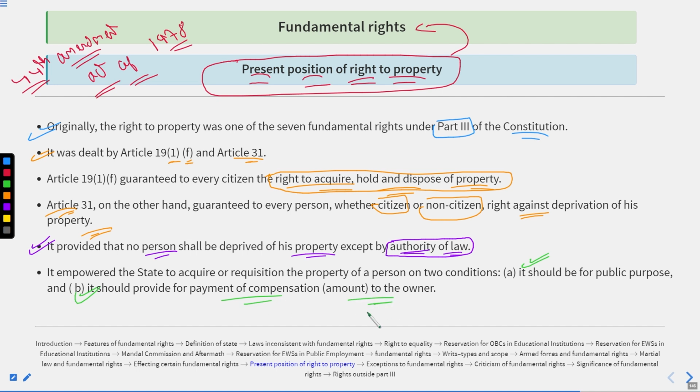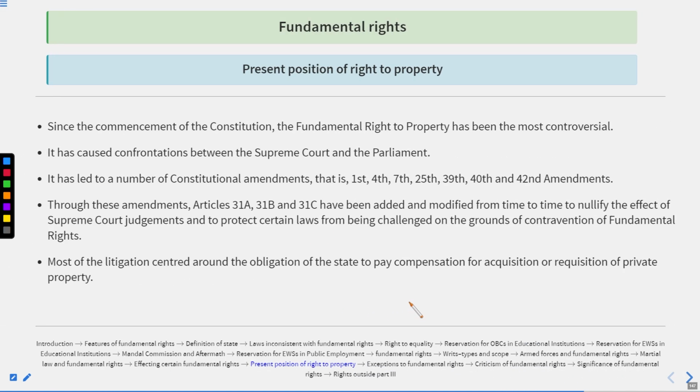It means that if the property of someone is being acquired by the government, the person to whom the property belongs is entitled to receive the compensation amount in lieu of giving his property. It means that arbitrary acquisition of property is not allowed. Got it? That's the thing.